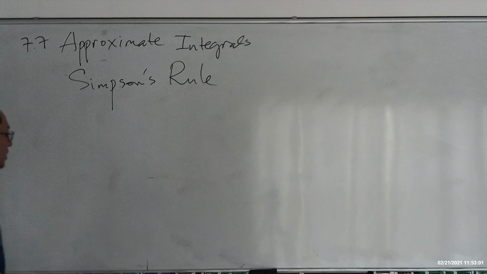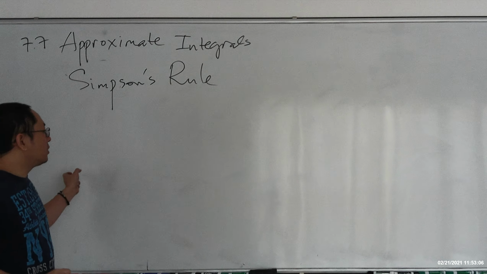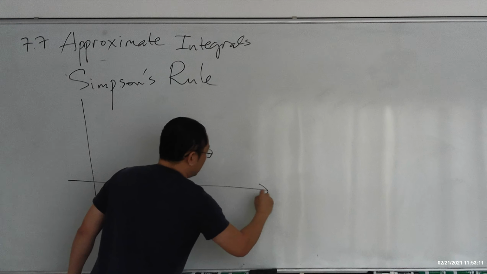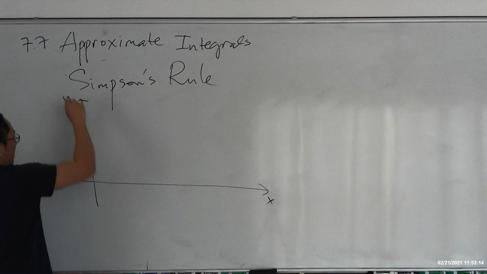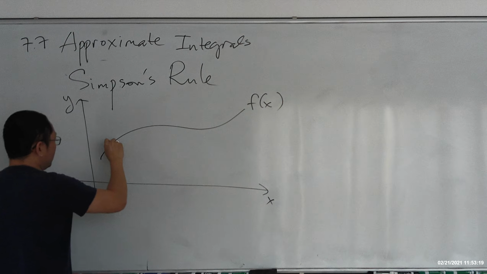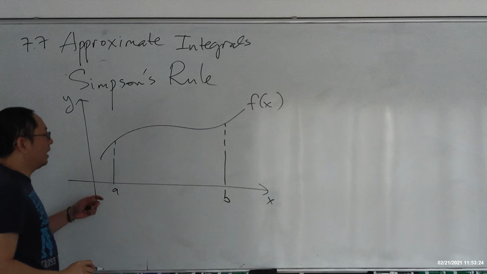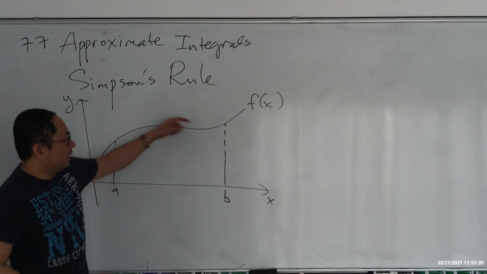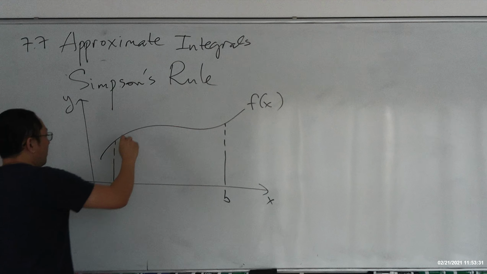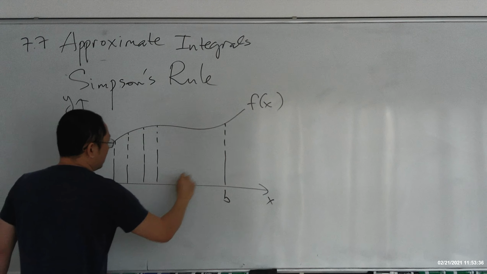Now instead of chopping up into columns where we use 2 points at a time, this time we're going to use 3 points. Let me show you the idea of it. X right here, y right here. Say we have a function, this is f of x. Same setup. We want to approximate the area of the region bounded by the function f of x and the x-axis from x equal to a to x equal to b. Now we have to chop it up into many columns as before.